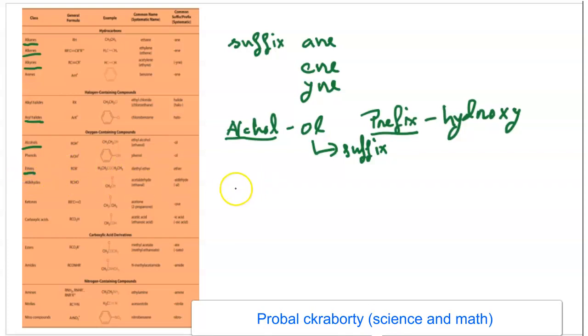And ethers. When we write ether, we use the symbol ROR, and ether is ethoxy ethane. In case of ether, the prefix is alkoxy.